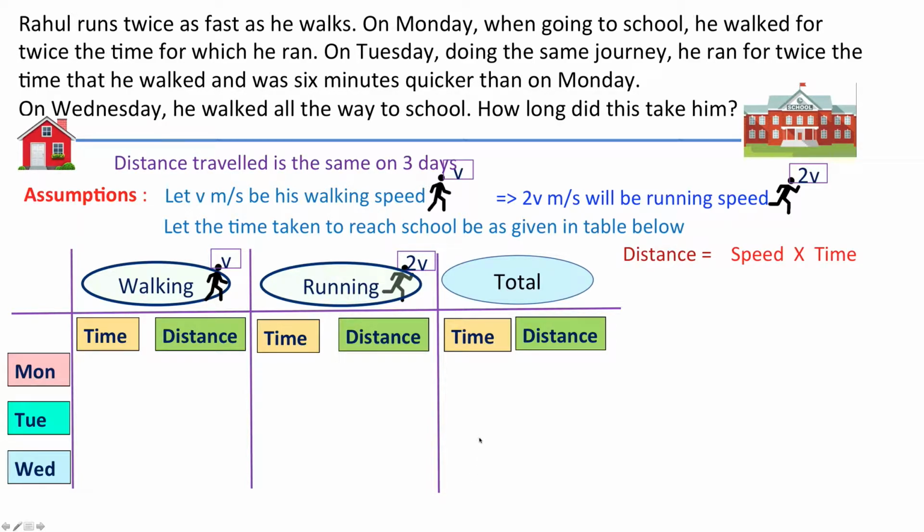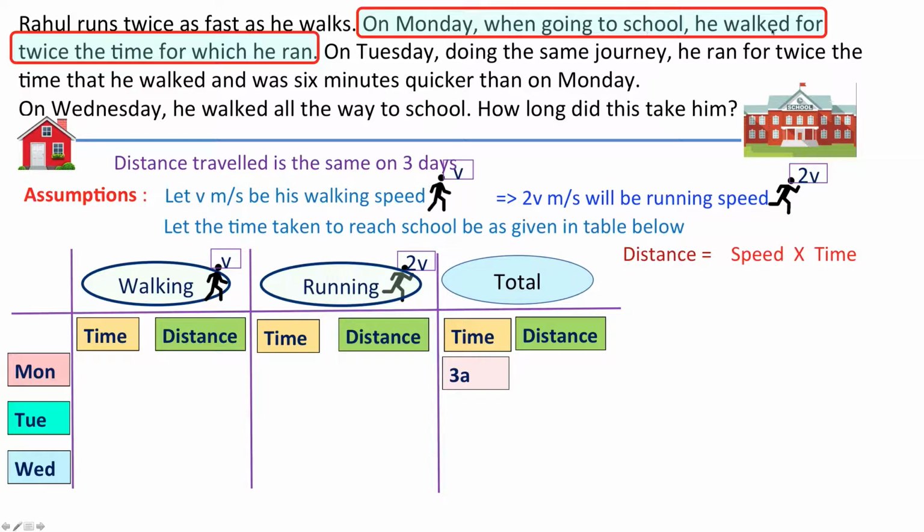So we'll assume that the total time taken on Monday is 3a. Why are we assuming it as 3a? Because it is given that on Monday when going to the school, he walked for twice the time for which he ran. So if he had run for a minutes, then he would have walked for 2a minutes. The time for which he walked is twice the amount of time he took for running. So 2a plus a gives you 3a. So that's why we are assuming the total time taken on Monday is 3a.